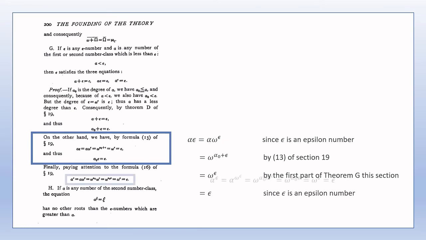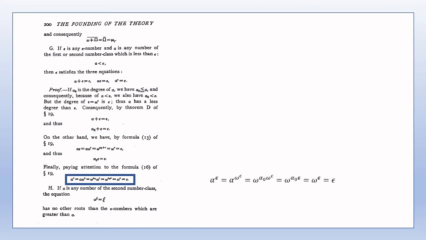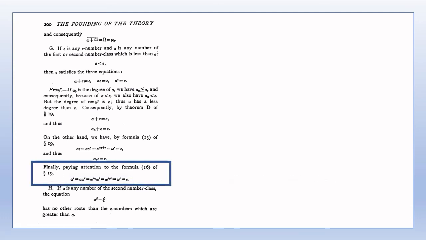In the proof of Theorem G, there are several typographical errors. The corrections of these typographical errors are shown on the screen, and the explanation is as shown.